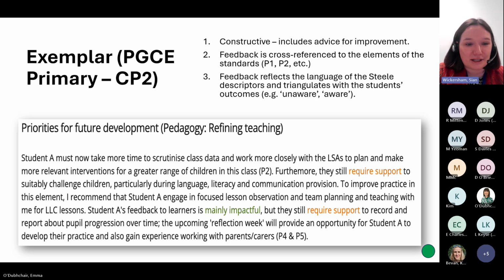And again, I think this one's 4 or 5 sentences long. You don't need to write essays and essays and essays. It can be notes on the different steps that the student teacher needs to take in order to make progress in this particular area.